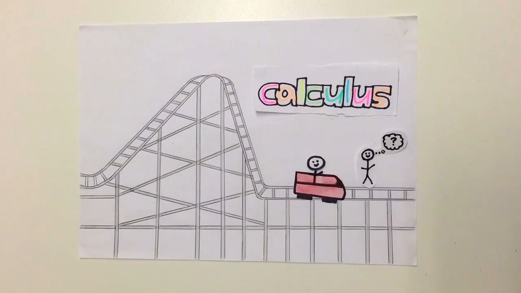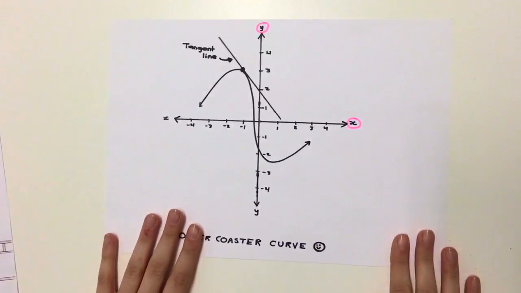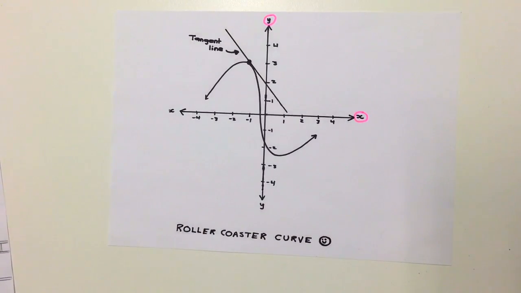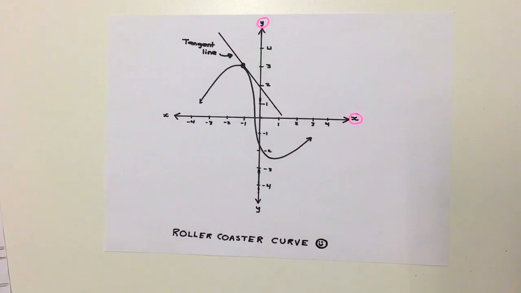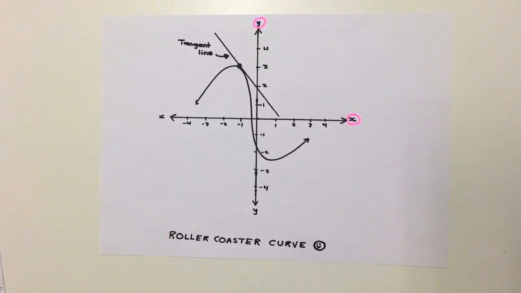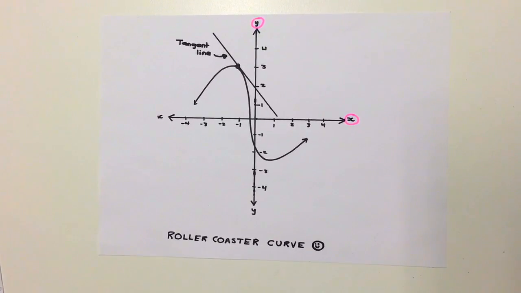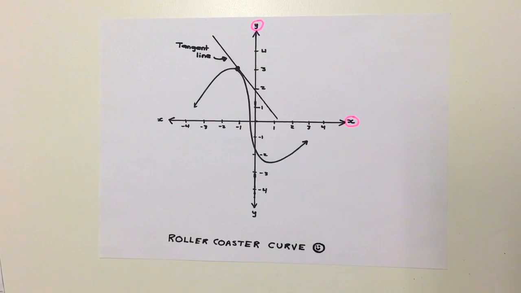Now, let's place the same curve on a Cartesian plane and label the x and y axes. Draw a line that touches the curve at one point without cutting across it. This is called the tangent line. By finding the equation of the tangent line, we are able to derive the steepness of the roller coaster at a single point.